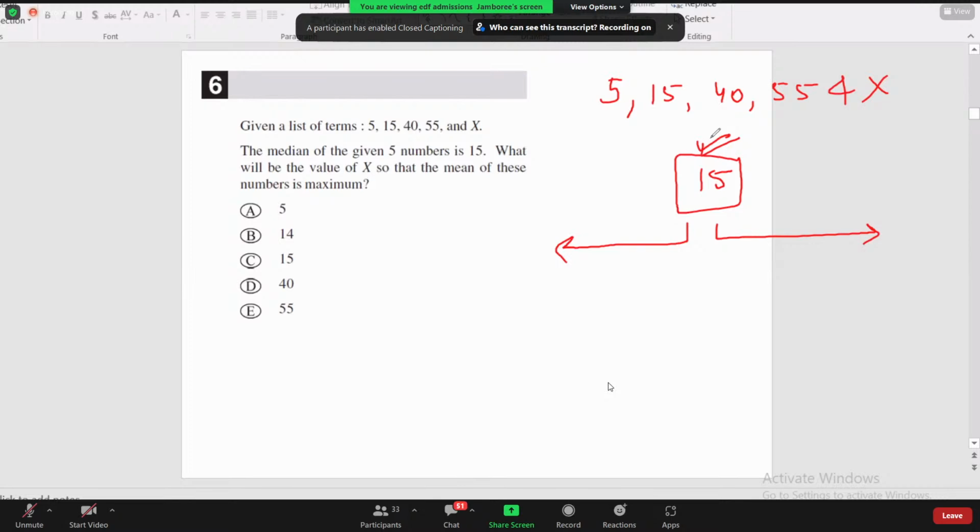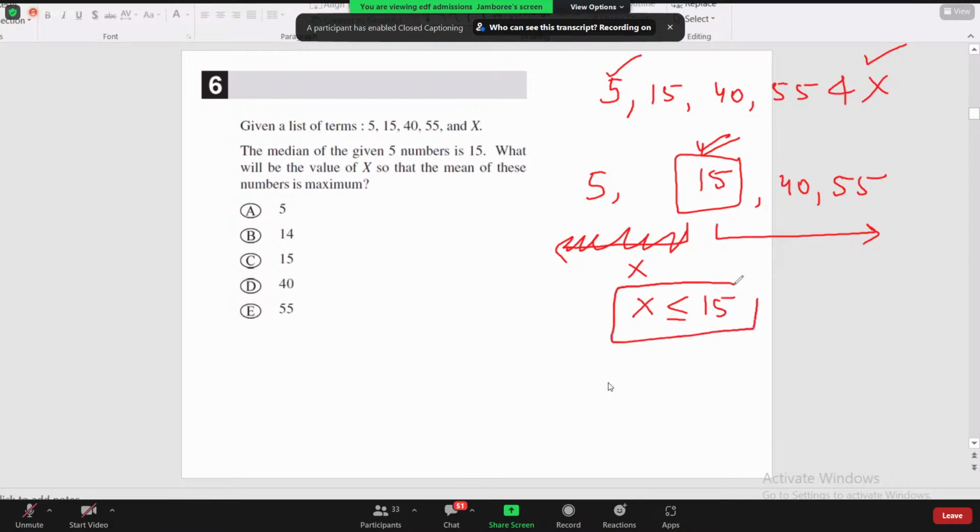Now, clearly, if you look at the given figures 5, 15, 40, 55, and X, 40 and 55 are the numbers greater than 15, so they should fall on the right hand side of 15. Now we will be left with two terms, 5 and X. So certainly 5 will turn up on the left hand side of 15, and so will X. So we got to know this fact that X will be some value which is going to be less than or equal to 15.